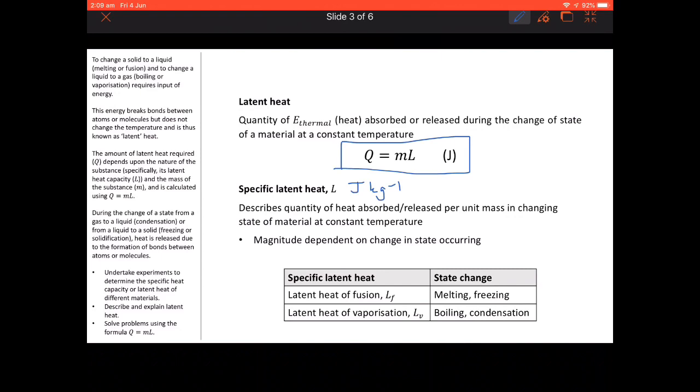So the magnitude is dependent also on the specific change in state occurring. The latent heat of fusion occurs at melting and at freezing point, whereas the latent heat of vaporization occurs at boiling and condensation. I forgot to say just up here that mass is measured in kilograms, which is standard for physics. It's usually always kilograms for mass.